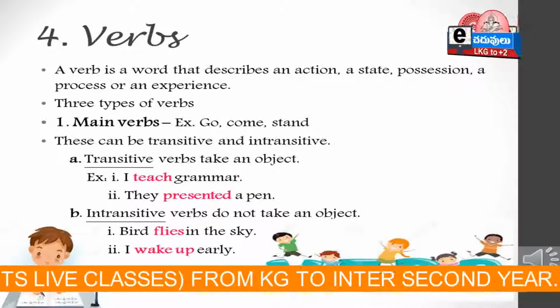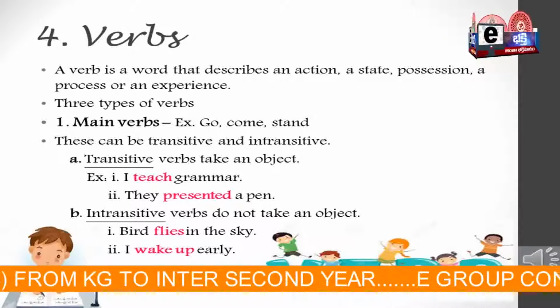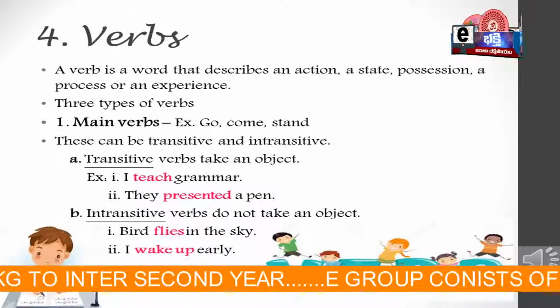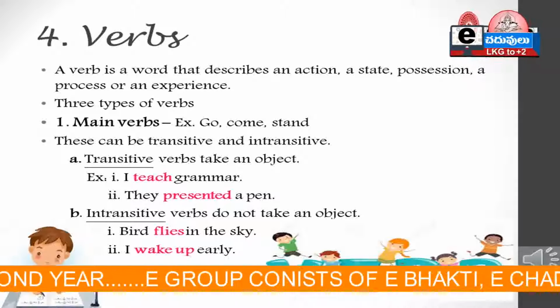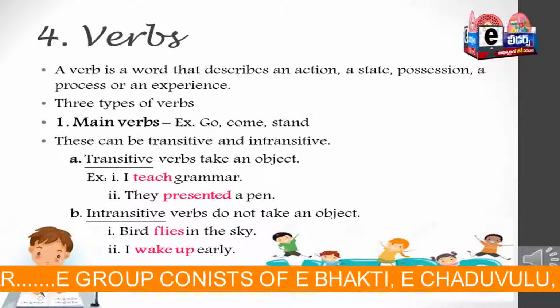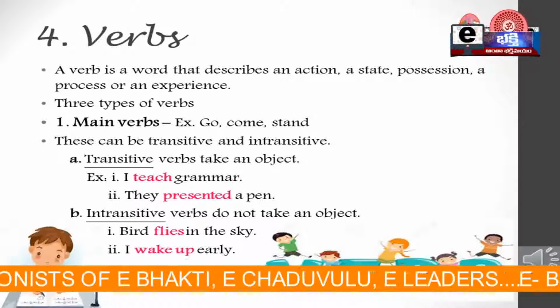Transitive verbs take an object. For example, in the sentence, I teach grammar, I is the subject, teach is the verb, and grammar is the object. So here the verb teach is taking object after it. So this is called transitive verb.